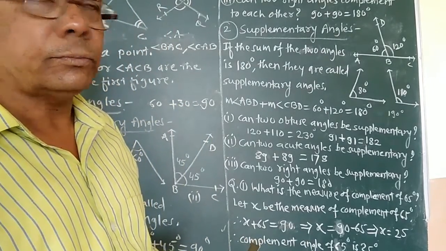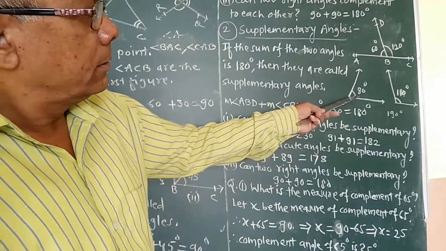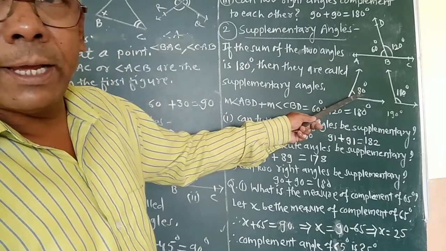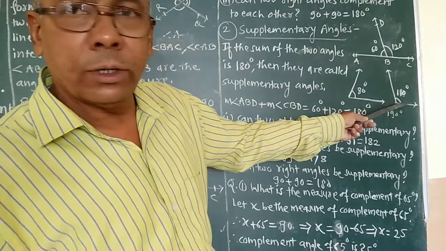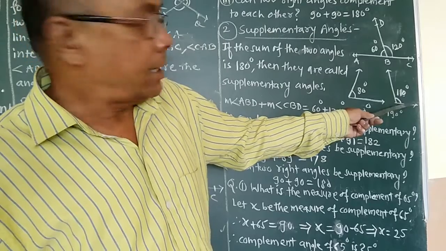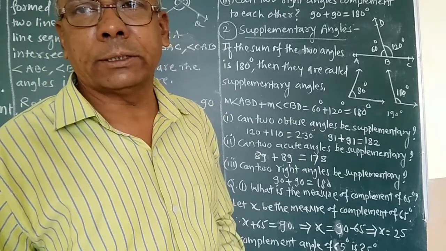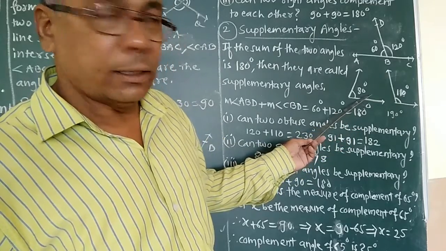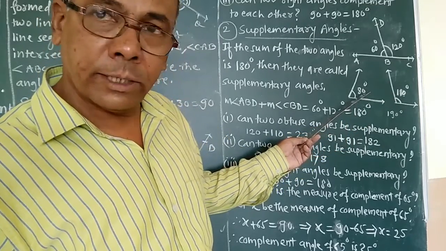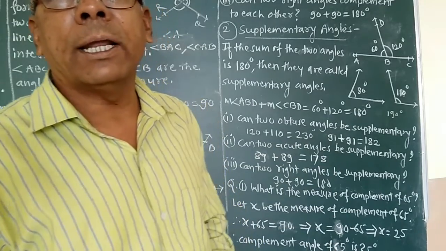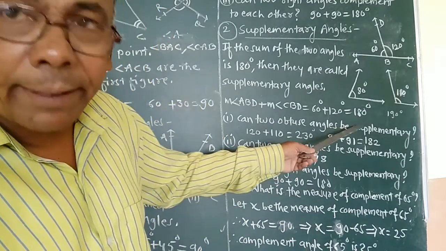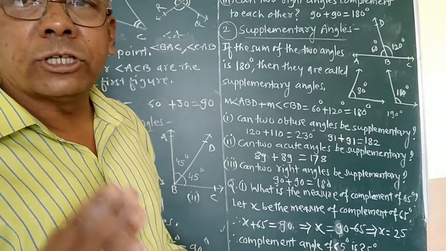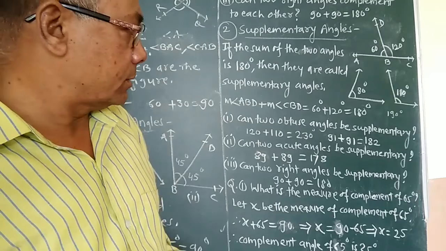Now here in the second figure, the measure of one angle is 80 and the measure of second angle is 110, and if we add the sum of these two angles, then we will get 80 plus 110, it will be 190 degree, which is more than 180 degree, and therefore these two angles are not supplementary of each other.